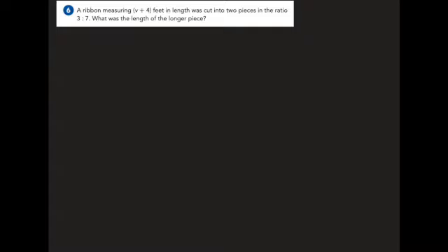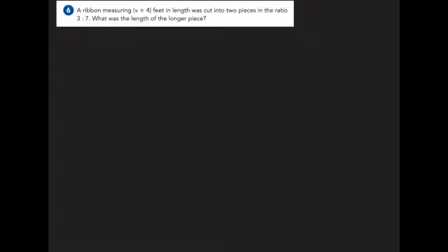A ribbon measuring v plus 4 feet in length was cut into 2 pieces in the ratio of 3:7. What was the length of the longer piece? So a couple of keywords in here. It says a ribbon measuring v plus 4 feet in length. That means we're talking about the whole ribbon.